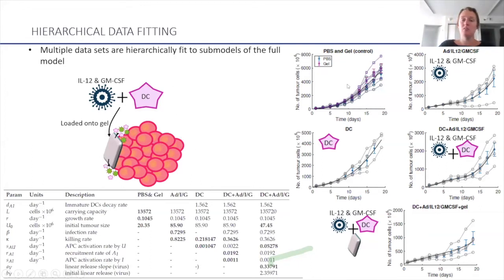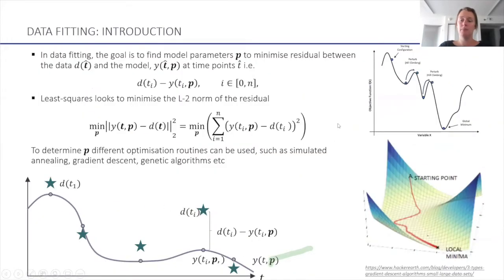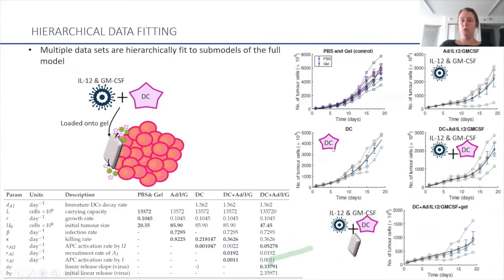A lot of the time they do these experiments in stages. So you've got a control experiment with no treatment, you've got a treatment just with the virus, a treatment just with dendritic cells, a treatment with the virus and dendritic cells, and then a treatment with virus, dendritic cells, and gel. And these are like the jackpot, I think, these types of experiments when you're trying to fit a model, because it means that you can fit stages of your model to each sub data set, and that's what we do here. So for different parameters in the model, you might only fit one data set, and then you fix it for the remaining data sets. And so that's an example of hierarchical fitting.